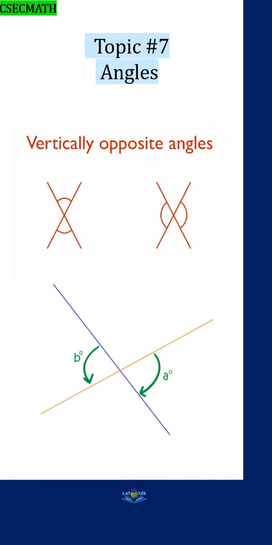Now, when two straight lines intersect at a point, vertically opposite angles are formed, and vertically opposite angles are equal. So let us say this angle measures 25 degrees or 75 degrees or 180 degrees or 150 degrees. This angle will also equal the same thing.